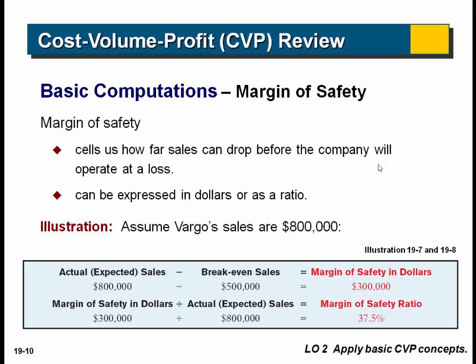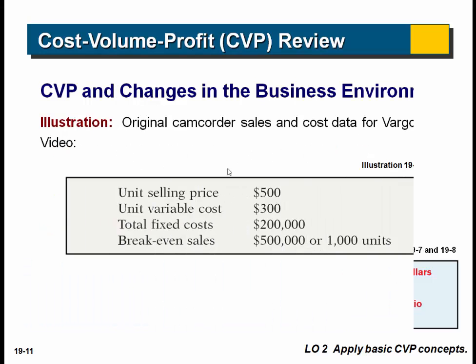So if you were a banker and you were looking at this business, it gives you an idea of how far sales can fall before the company is going to fall into the red. Okay, same kind of deal. So let's take a look at this.